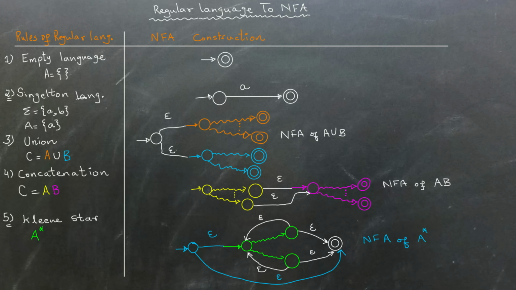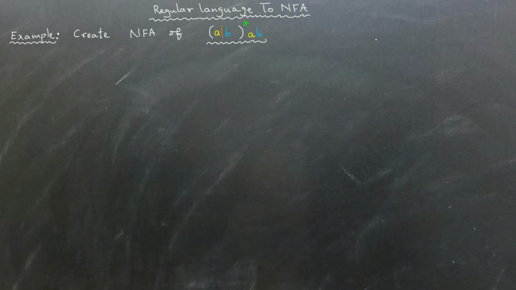By following these steps, we have demonstrated how an algorithm can build NFAs for regular languages. Now let's go through an example to see these steps in practice. Suppose we are given the regular expression (A or B) whole Kleene star, AB. We are asked to create an NFA using the steps we have discussed.